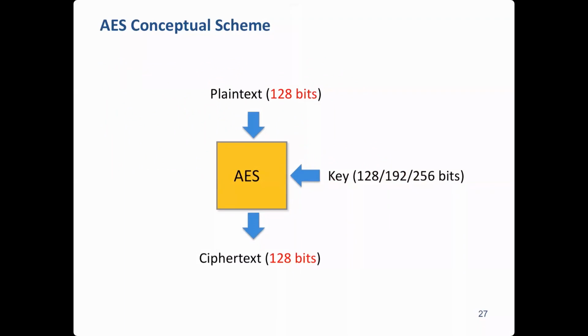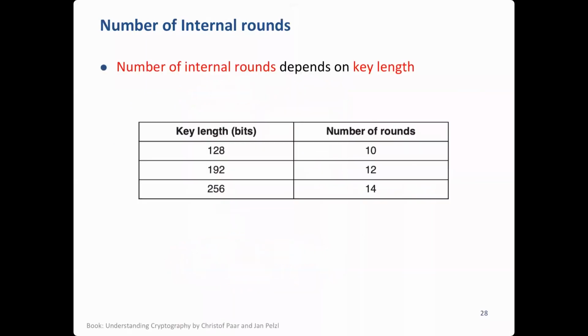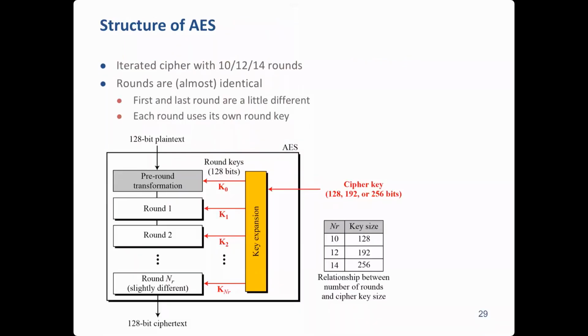So this is the architecture. You have 128 bits of plain text as input, 128 bits of ciphertext as output, and the key could be 128, 192 or 256 bits, depending on what you choose. Now note that the number of internal rounds depends on the key length. In DES we had 16 fixed rounds, but in AES it's 10 rounds for a 128-bit key, 12 rounds for 192 bits, and 14 rounds for 256 bits. So internal rounds depend on the key length.